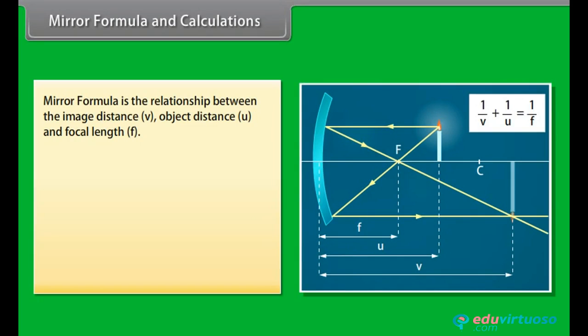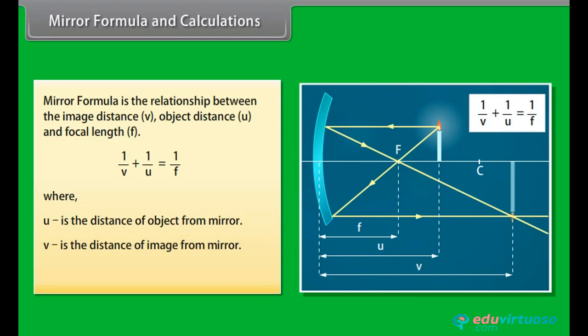Mirror formula and calculations. The mirror formula is the relationship between the image distance v, object distance u, and focal length f: 1 upon v plus 1 upon u is equal to 1 upon f, where u is the distance of the object from the mirror, v is the distance of the image from the mirror, and f is the focal length of the mirror.